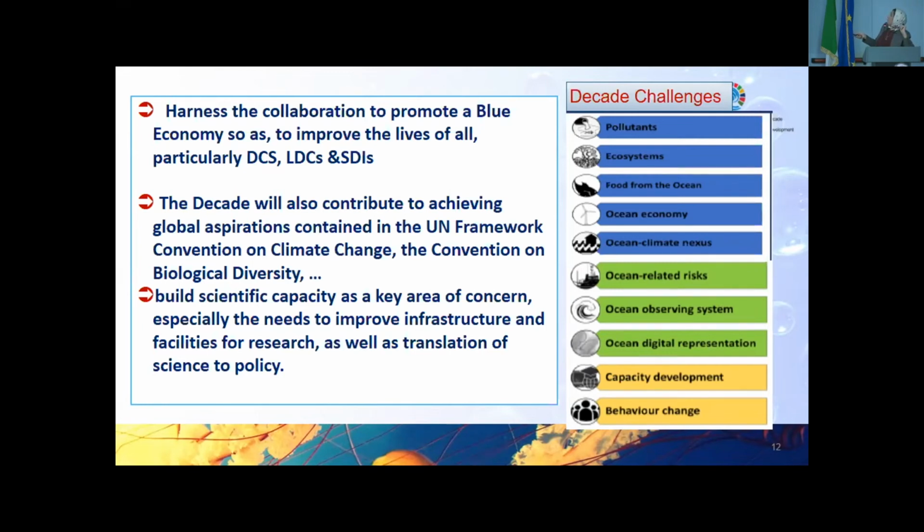And the Ocean Decade will harness collaboration to promote a blue economy and improve life for all, particularly developed countries, less developed countries, and small islands. The Ocean Decade will contribute to achieving the global aspirations contained in all decades: biodiversity, climate change, all. And also build scientific capacity as a key area of concern, especially and improve infrastructure.